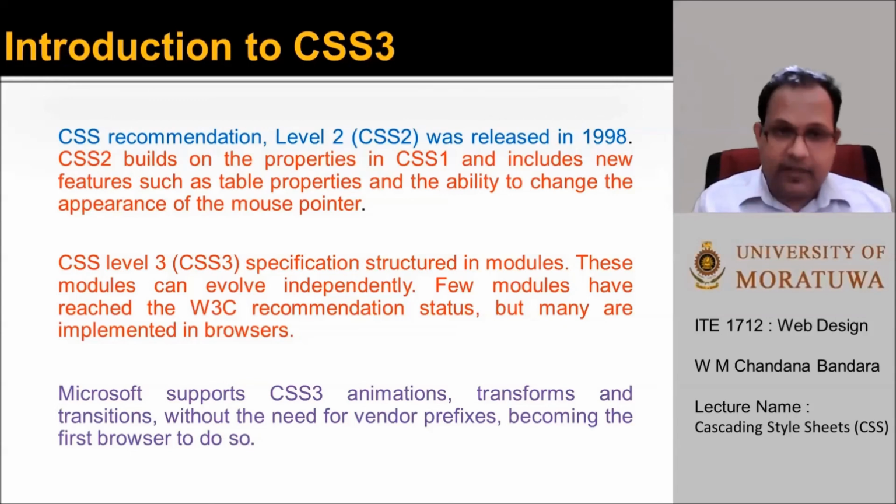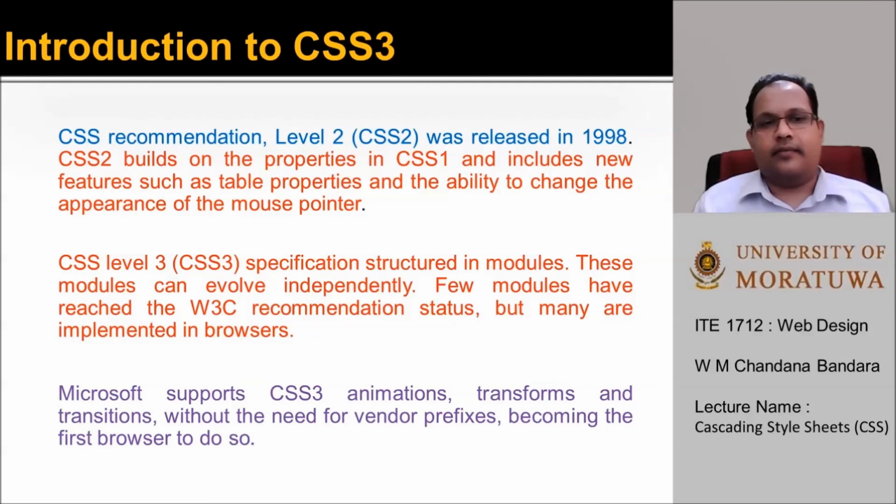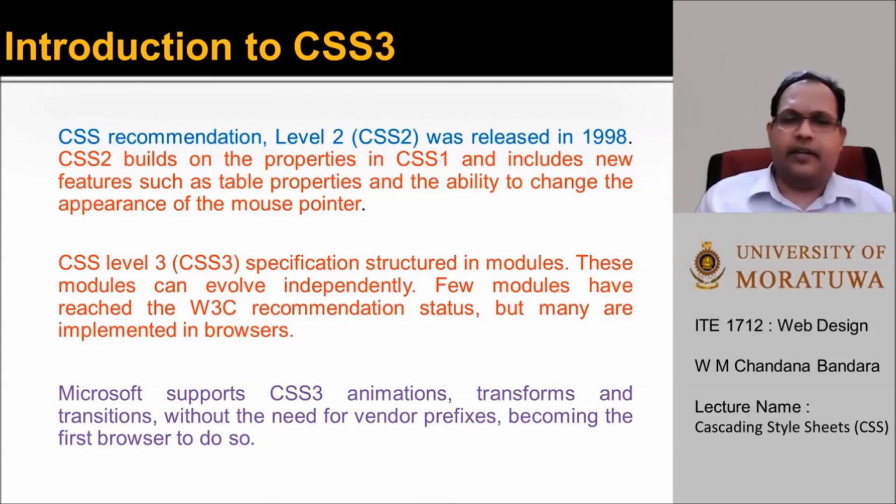The third level of CSS was very dramatic. It included many things that developers struggled to do without a proper mechanism. And also the CSS3 specification is structured in modules. These modules can evolve independently. Now, some of the modules have reached the W3C recommendation status, but many are implemented in browsers.